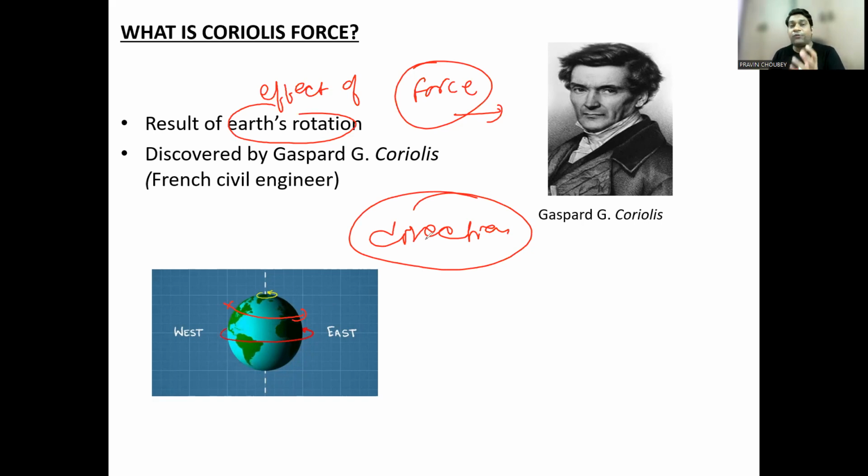Now this famous force was discovered by a scientist called Gaspard G. Coriolis. He was a French civil engineer. Okay, so remember the name of this scientist who first discovered this type of force, and how the wind changes its direction in both the northern and southern hemisphere because of the rotation of the earth.